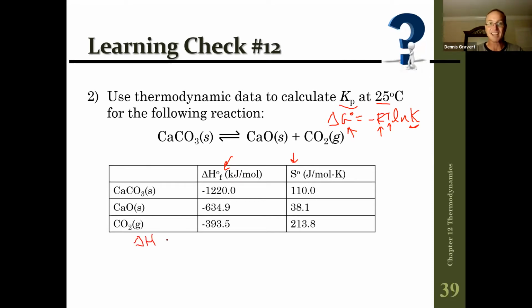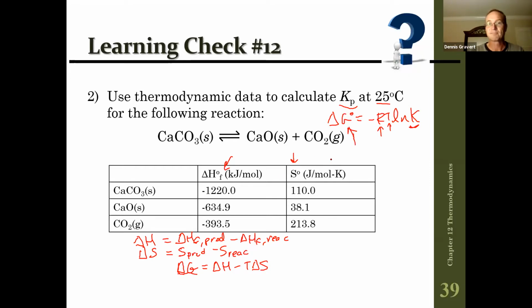So you're going to have to find delta H, which is heat of formation of the products minus the heat of formation of the reactants. Do the same thing with delta S. It's the entropy change of the products minus the entropy of the reactants. And then you can use this equation to find the free energy that you can put into this equation. Clever, huh? Okay, so we'll save that for the discussion as well.